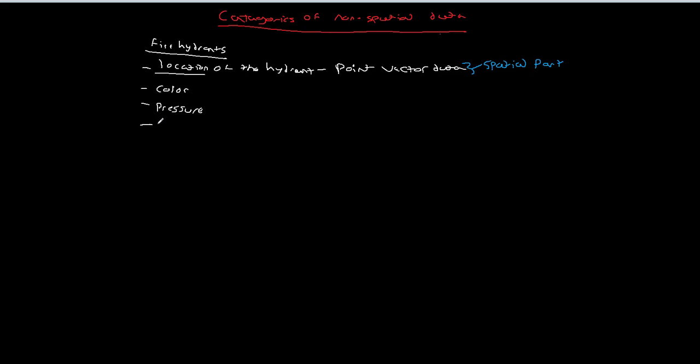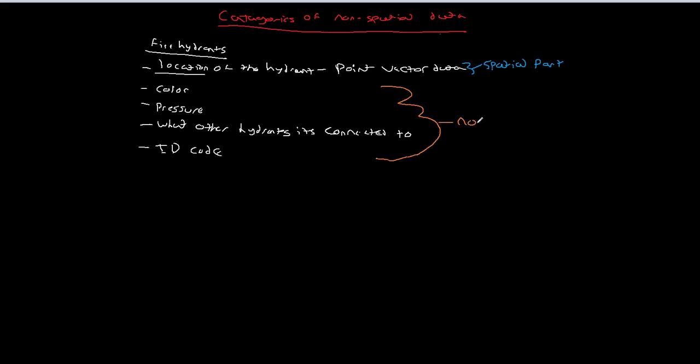Maybe it's part of a network, and we need to know what other hydrants it's connected to. Maybe the fire hydrant has an ID code. Actually, it likely has an ID code, something that identifies it, whether it's a number or a string of numbers and letters, that tells us, not based on location but based on records, what fire hydrant this is. These things here are all non-spatial data.